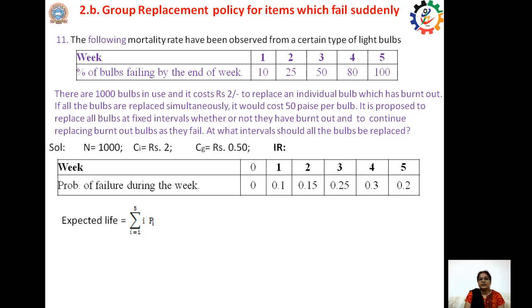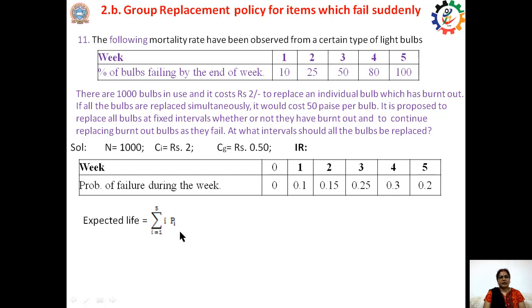And how did we get this? I have already explained in the previous slide. Now we have got the outcome of that step, so I have written it here. Expected life, here k is equal to 5. This 5 will come here. I into pi means 1 into 0.1.